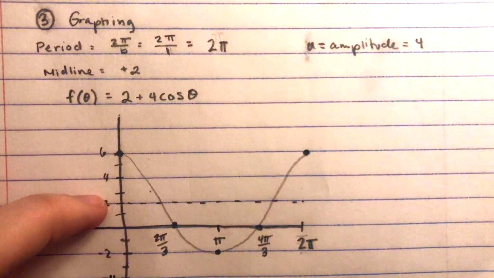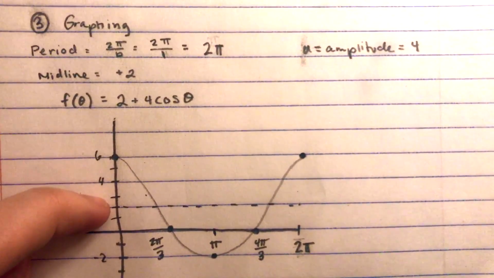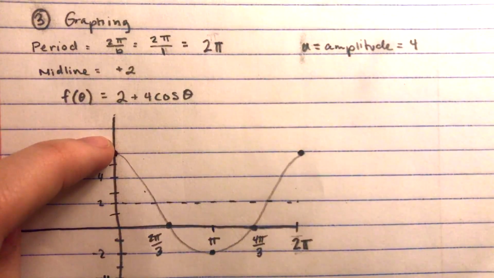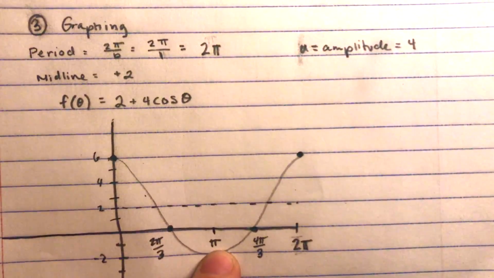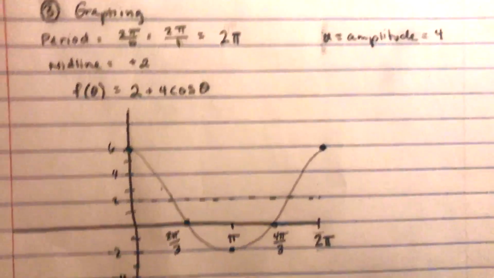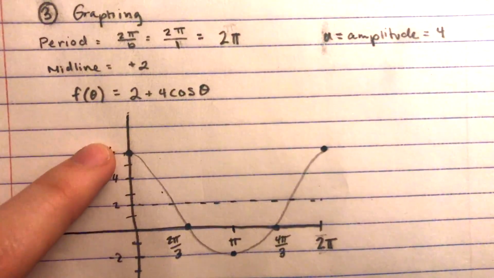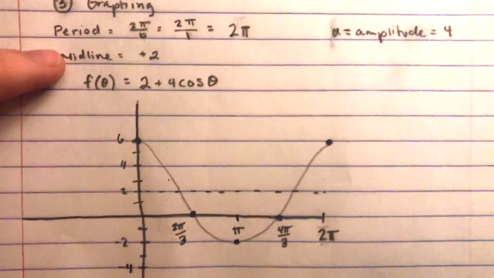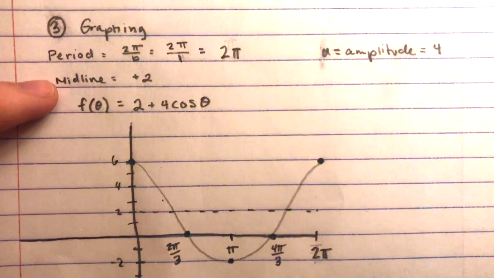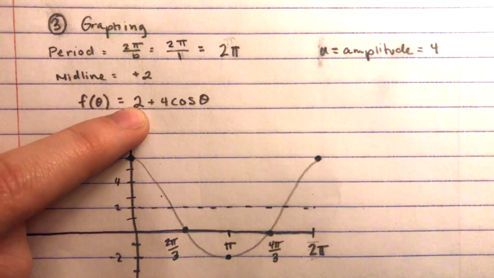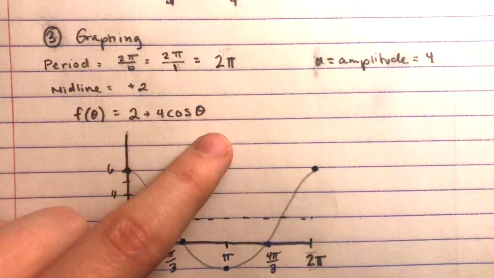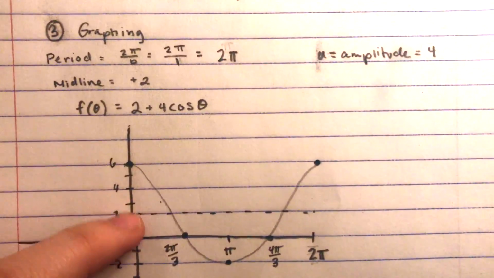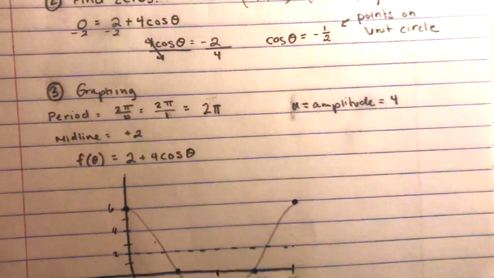So that means that our graph is going to go 4 above our midline and 4 below our midline here, which is expressed here. And we are also going to have a midline at +2 because we have a 2 here that's added to our whole function, which shifts the graph up then by 2 units.